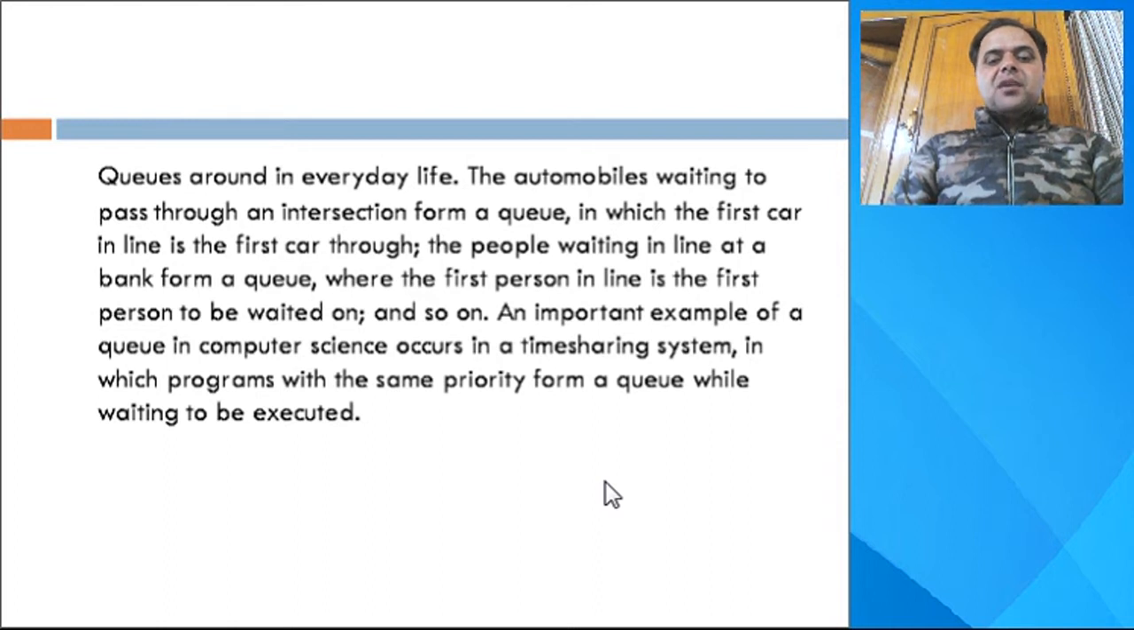An important example of a queue in computer science occurs in a time sharing system in which programs with the same priority form a queue while waiting to be executed. So in a time sharing system, for example, a hardware or software resource is used by different programs and all the programs have the same priority, so they form a queue. The program which is first in the queue will get the resource first, and so on.